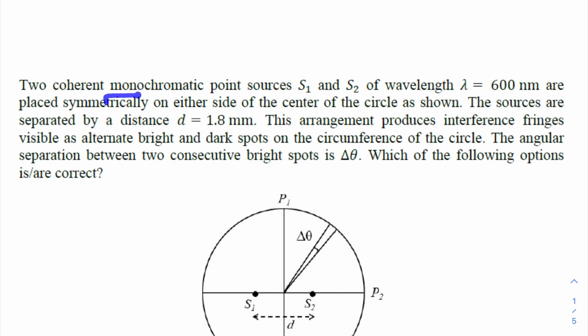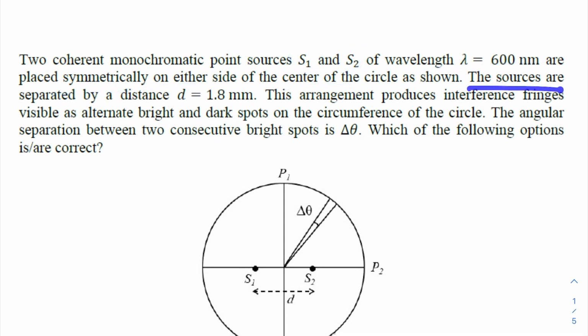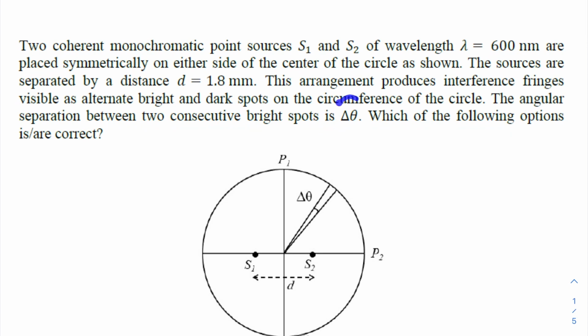Two coherent monochromatic point sources S1 and S2 of wavelength 600 nanometers are placed symmetrically on either side of the center of the circle as shown. The sources are separated by a distance 1.8 millimeters. This arrangement produces interference fringes visible as alternate bright and dark spots on the circumference of the circle. The angular separation between two consecutive bright spots is del theta. Because the bright spots are very close to each other, wavelength is very small, right? Which of the following options is or are correct?